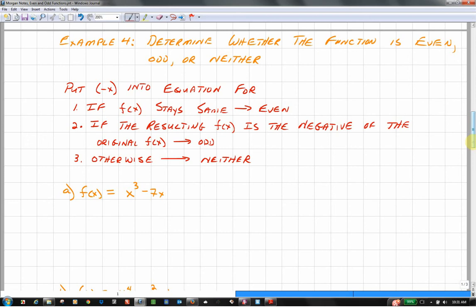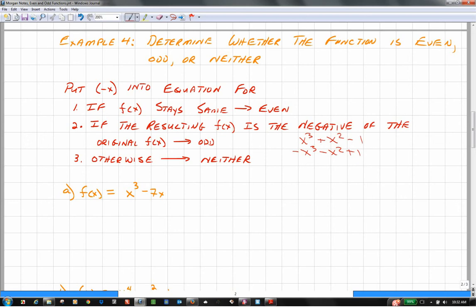But if the resulting equation actually changes the sign of all the terms, so let's say I have an x cubed term plus x squared minus 1, and what I get out is negative x cubed minus x squared plus 1, that would be like putting a negative on the entire y. Every term changes its sign. Then that would be odd. Okay? And if it doesn't do either of those, then it's neither. So let's go ahead and try one of these.